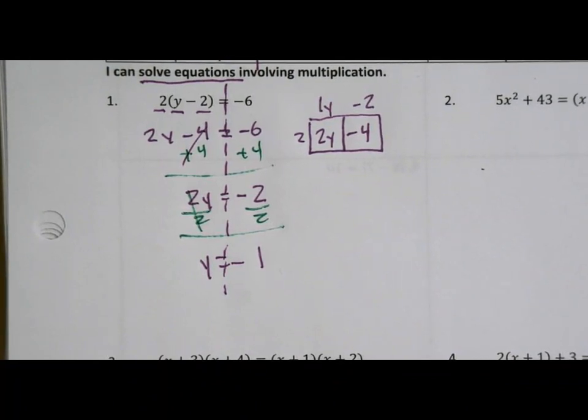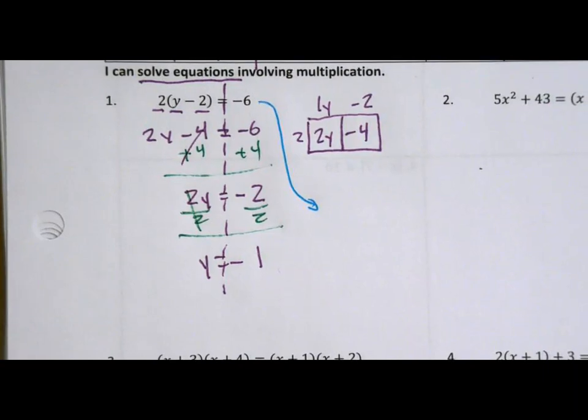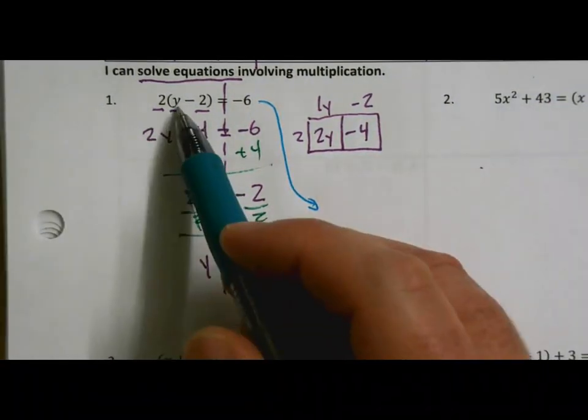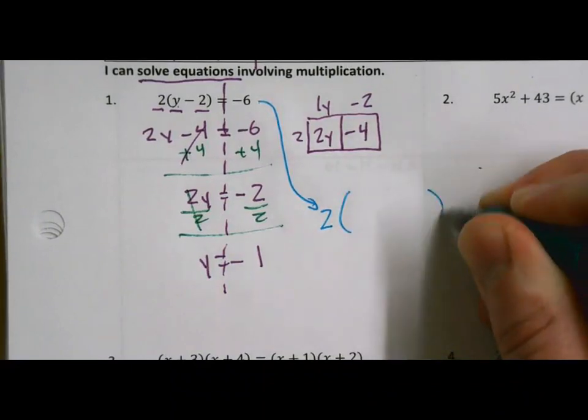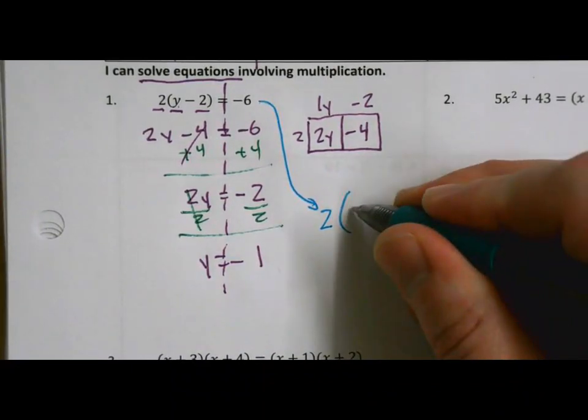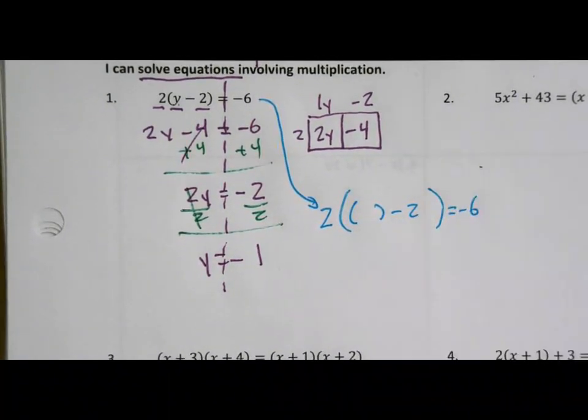Let me show you how to do this. I want everybody to write this down for this one. I'm not going to make you do this for every single problem we do today. Take this original equation that we wrote and rewrite it, but I want you to leave the y out and leave a parenthesis in its place. So 2, big parenthesis, and then instead of y minus 2, I'm going to write parenthesis minus 2 inside of there. And then equals negative 6.